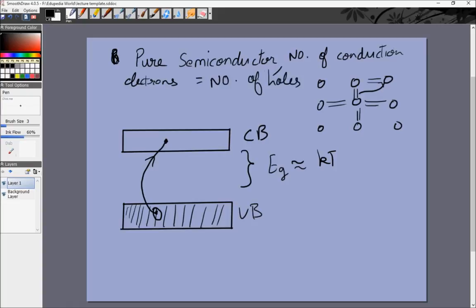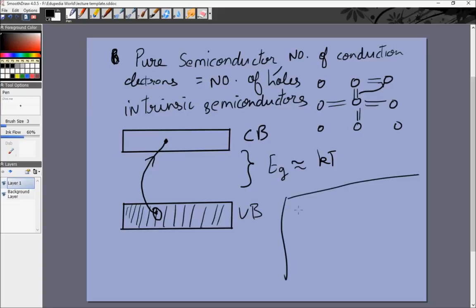Another way of saying that is the number of positive charge carriers is equal to the number of negative charge carriers. Pure semiconductors are also called intrinsic semiconductors. And because in intrinsic semiconductors the number of electrons is equal to the number of holes, we often refer to the creation and destruction of what are called electron-hole pairs, which we'll often refer to as EHPs.